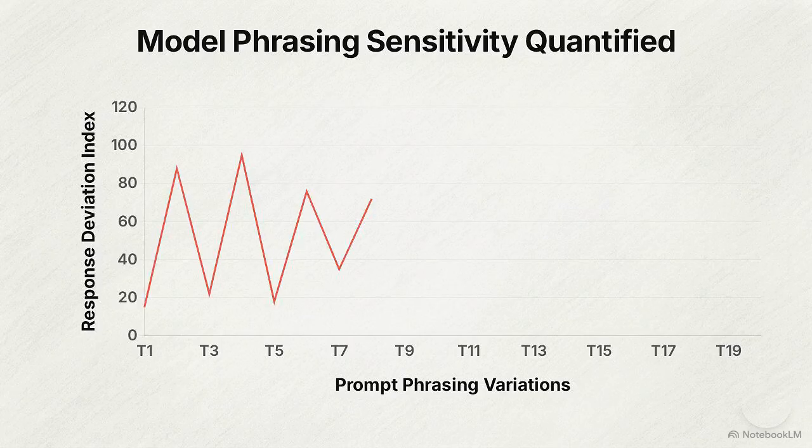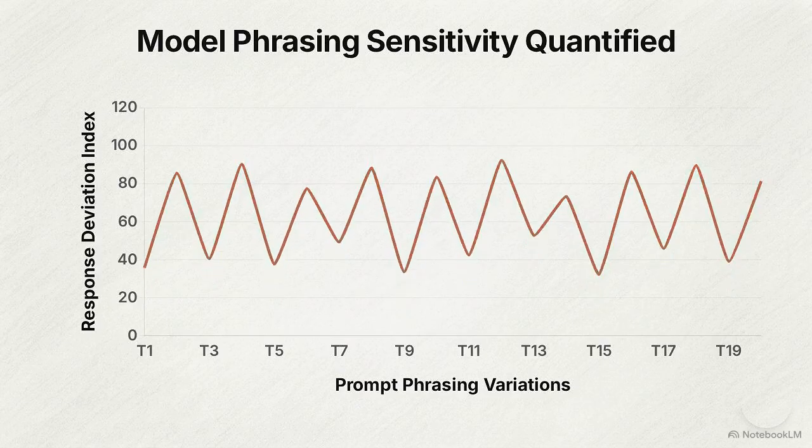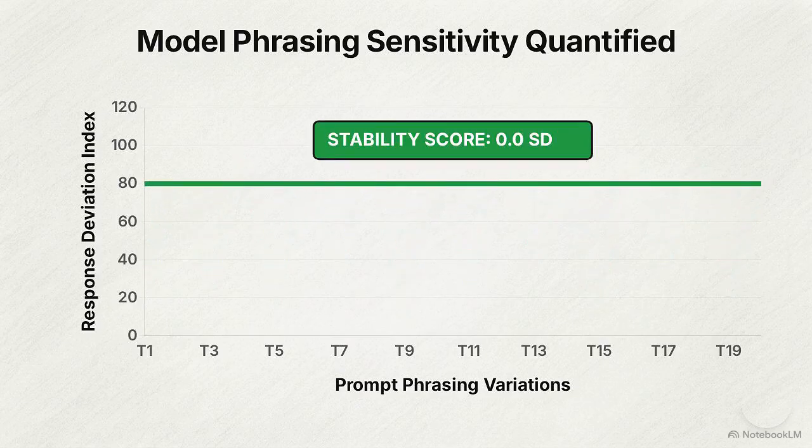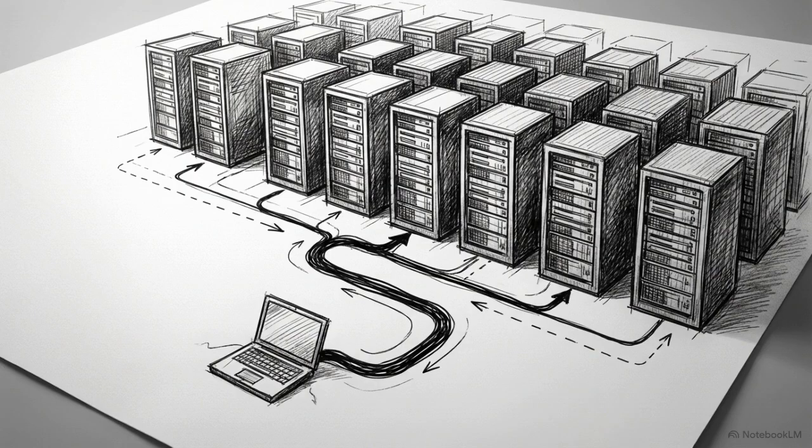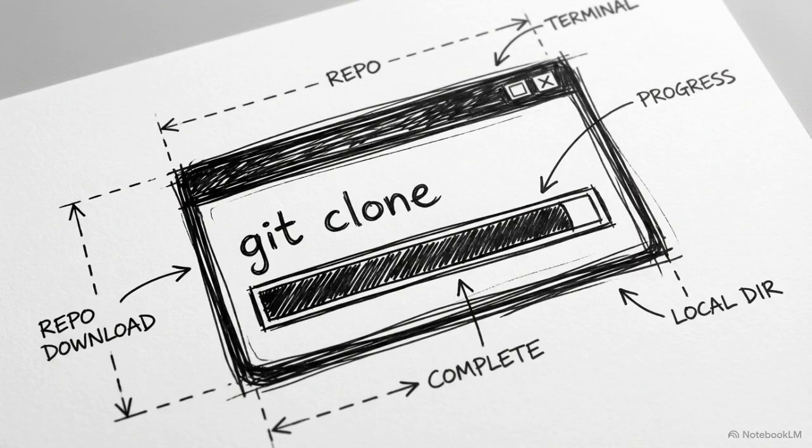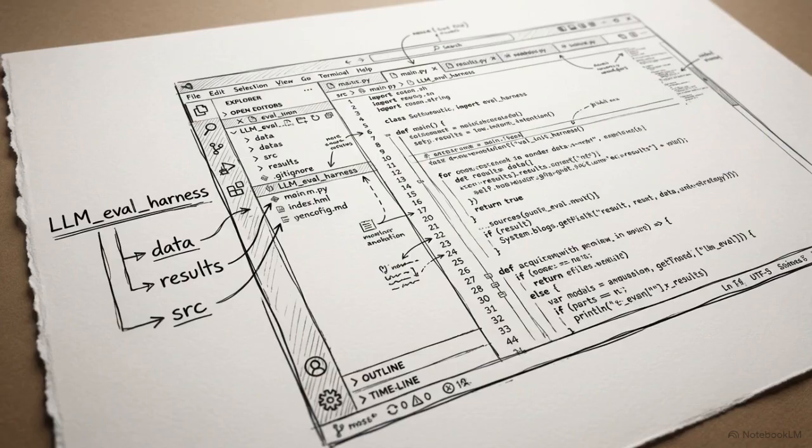Quantifying how a model reacts to phrasing changes provides a measurable baseline of reliability. This data is a requirement for anyone looking to move an AI system from a local prototype into a production environment. Step 1 is cloning the LLM evaluation harness repository. Once the files are on your machine, open the project folder in your code editor to view the directory structure.